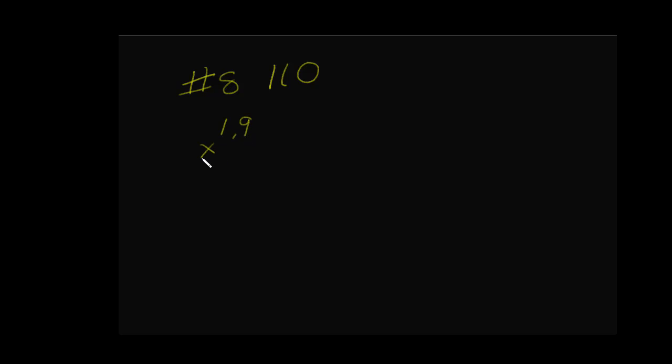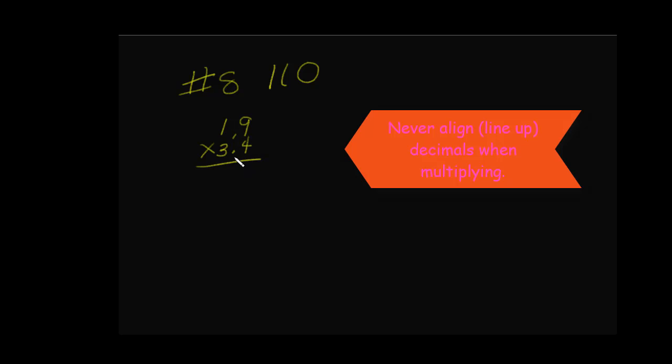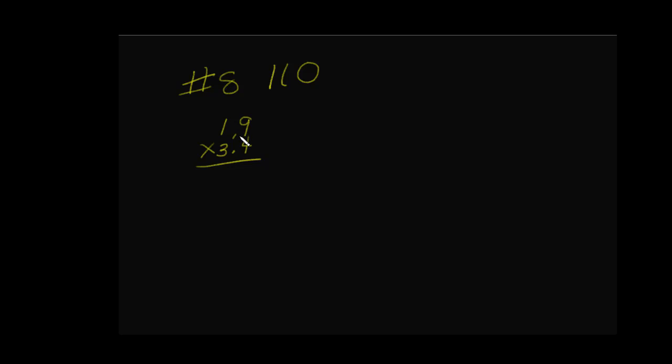times 3.4. Now you never align your decimals in multiplication. It's just a coincidence that these line up here. Okay? If they line up by accident and it just happens, it's fine. You don't need to change it. But don't do it on purpose because you'll make mistakes that way. Okay? So we can multiply this and solve it.